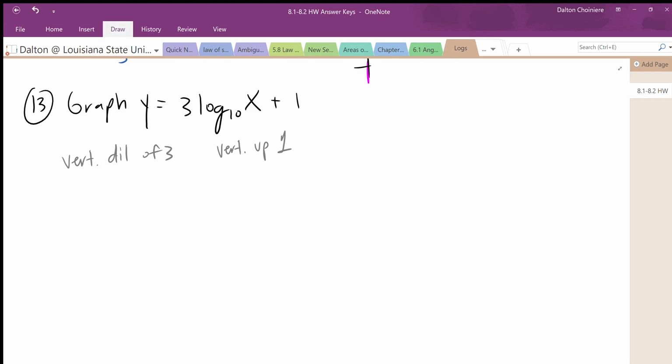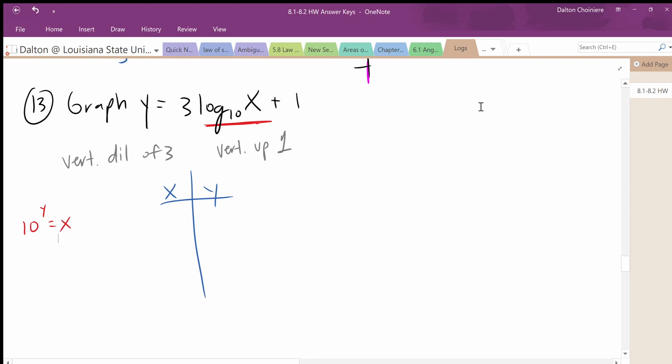So here's how you do something like this. You still start the same way. Create your x and y t-chart, and still start with plugging in y values and working backwards. At the core of it, we would say 10 to the y power equals x. We're going to ignore the excess stuff for a moment. Then we can plug in 0, and 10 to the 0 power is 1. We can plug in negative 1, and 10 to the negative first power is 1/10. And we can plug in 1, and 10 to the first power is 10.